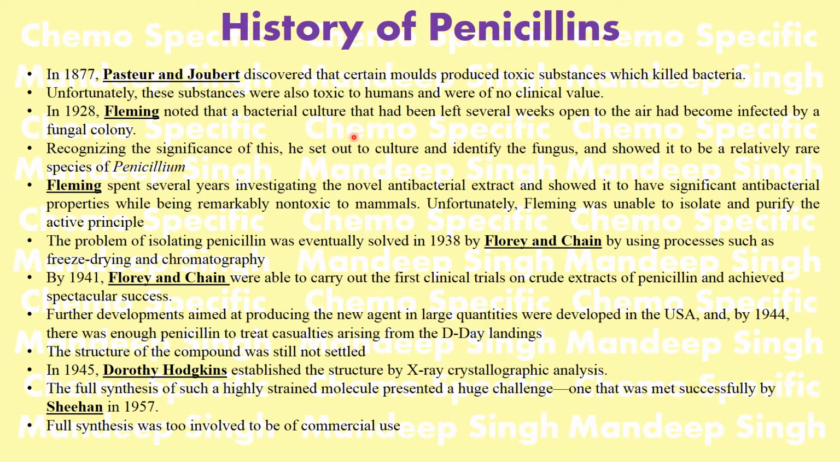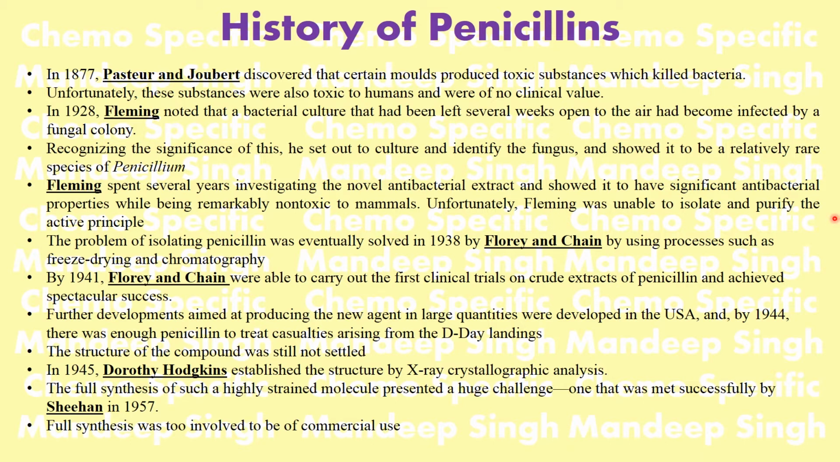Fleming, when he left one of his bacterial cultures open for days, found that it was infected by a fungal colony, and he thought that was a very important discovery. He identified the fungus, and it turned out to be a relatively rare species of penicillium. Fleming spent several years investigating the novel antibacterial extract, and he found that the extract had significant antibacterial property and was remarkably non-toxic to mammals, meaning it was not toxic to humans. That was so remarkable about that particular discovery.